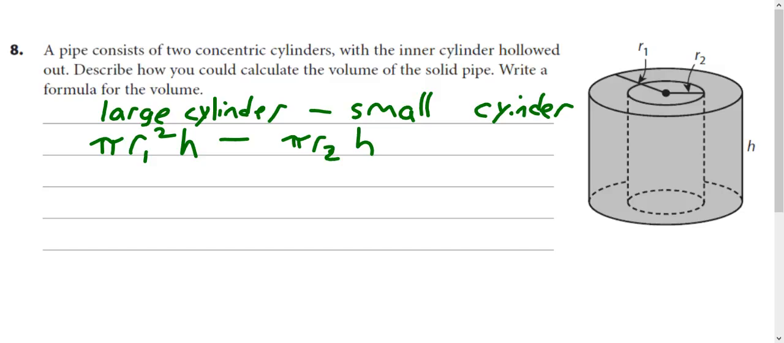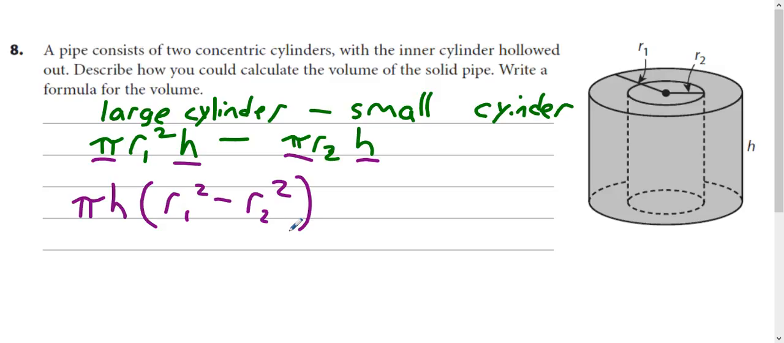If you wanted to get a little bit crazy and practice some algebra, they both have pi and they both have h, so you could actually factor that out, and then just write what's left over. That'd be R1 squared minus R2 squared. Either of those two formulas is fine.